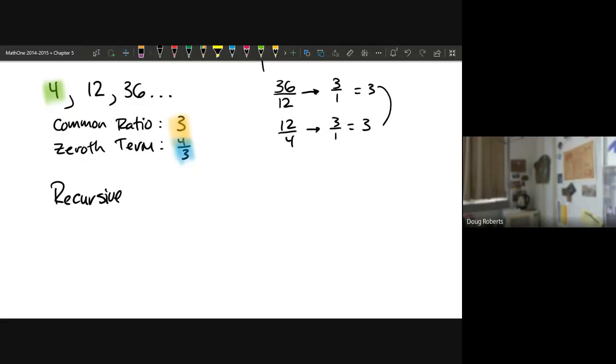So the recursive formula is going to start out similarly. We need to know one of the terms. I'll say the first term is the number 4. And in order to get to another term, you are going to take the term that you're currently at and multiply that by the common ratio. I put it in front for habit. So it's just 3 times the term that you're at, which gives you the next term in the sequence.